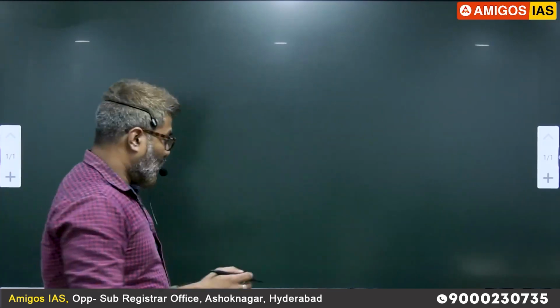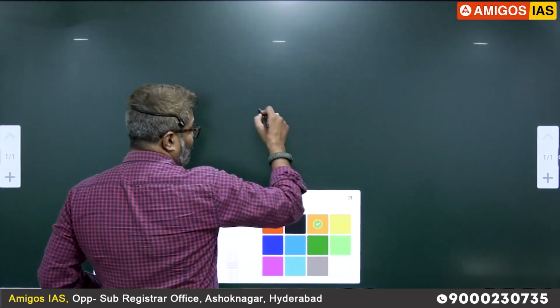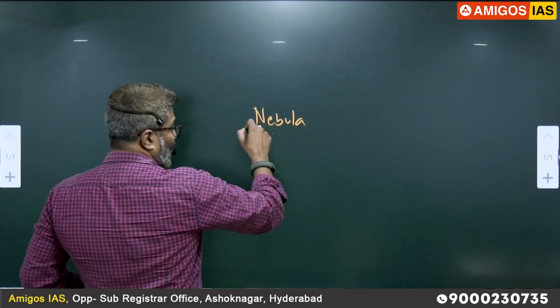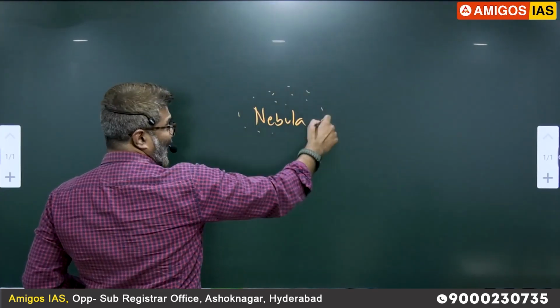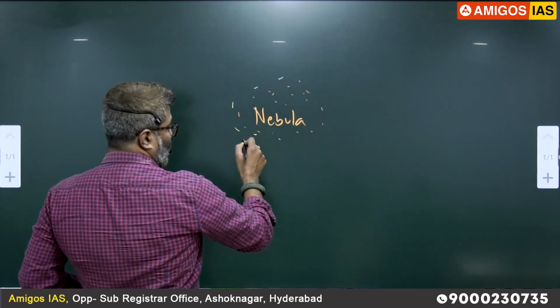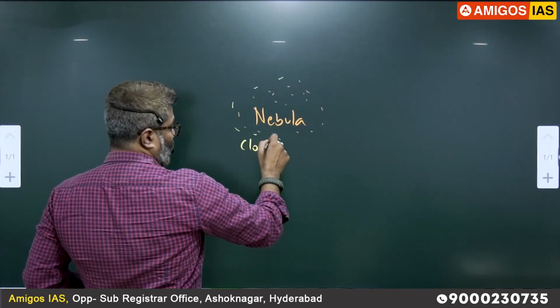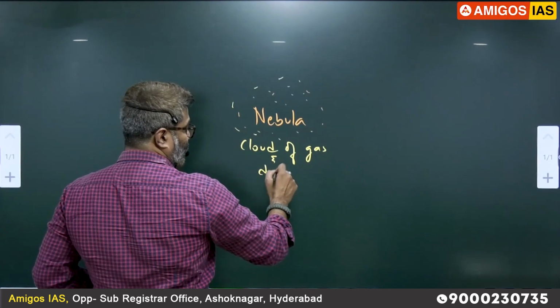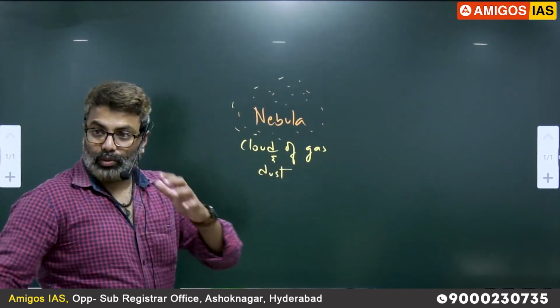Okay, initially everything like what we have now, dust, gases, all this was in the form of a cloud, a huge molecular cloud called nebula. Okay, imagine nebula now. Nebula is a huge cloud of gas and dust, like this. It's a cloud of gas and dust. Okay, so this was the beginning.